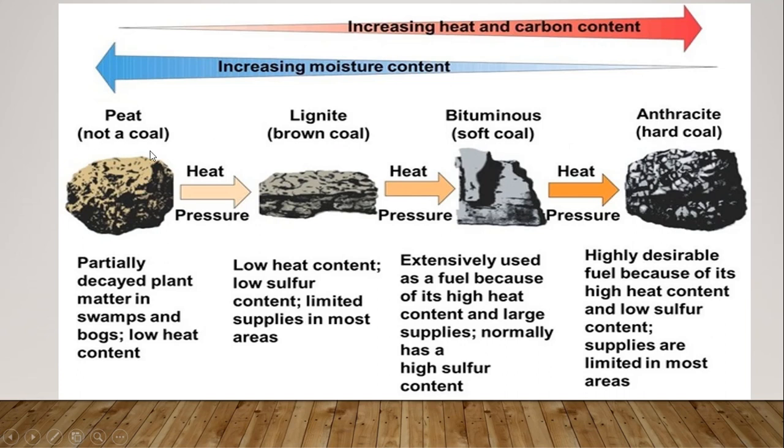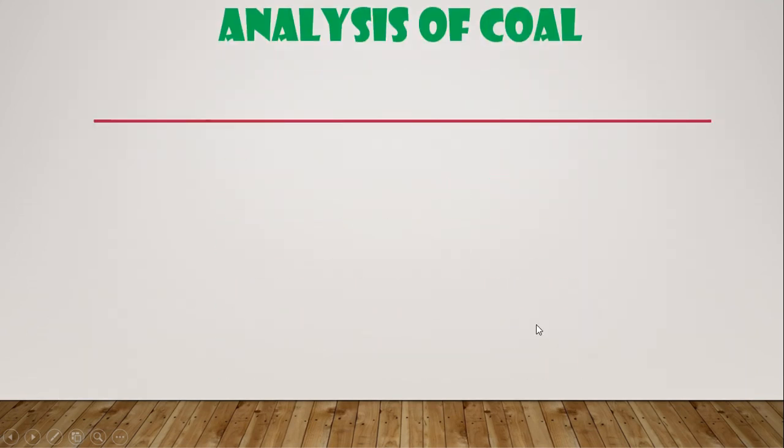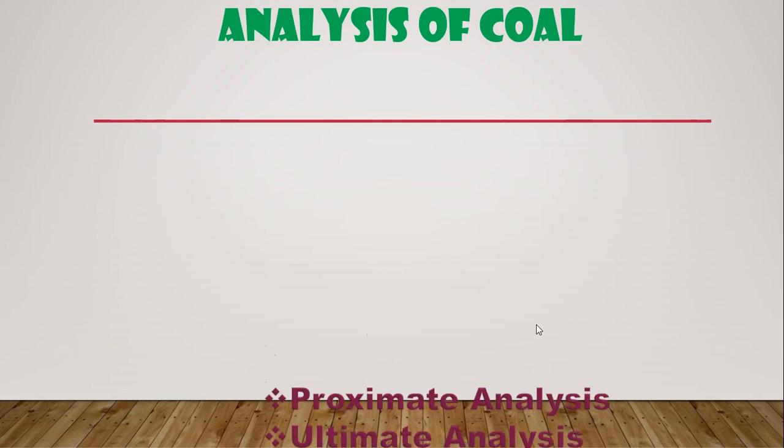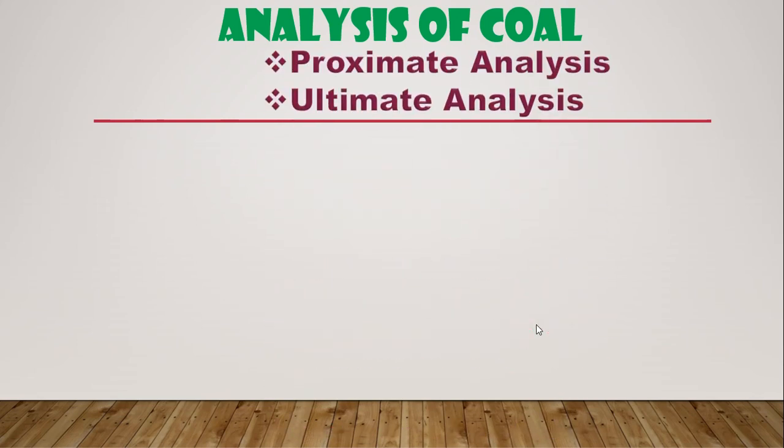Now look here: peat coal, lignite coal, bituminous and anthracite are called hard coal, and peat is not actually a coal. Moving along, the moisture content decreases while the heat and carbon content increase. So the more the percentage of carbon, the purer the coal. How do we analyze the percentage of carbon in a coal sample? Now there are two processes.